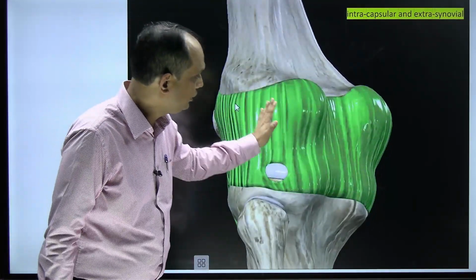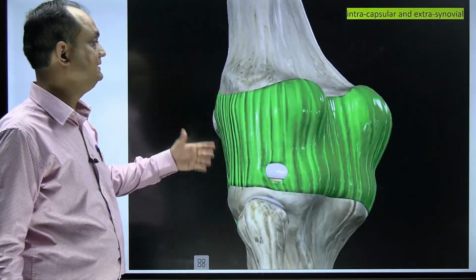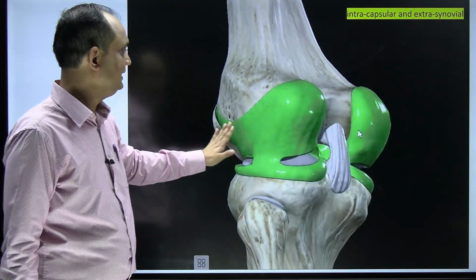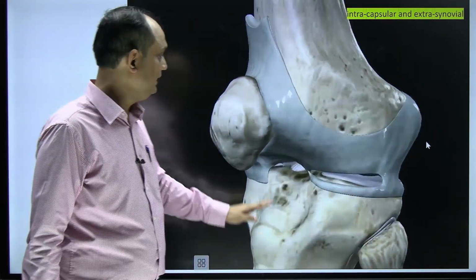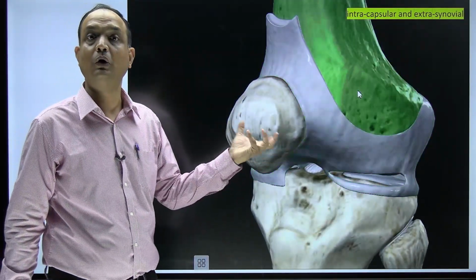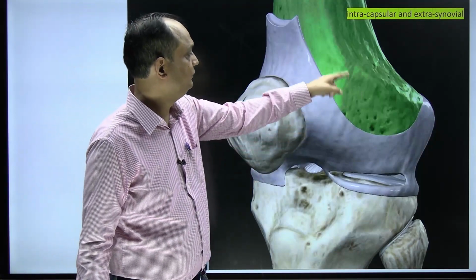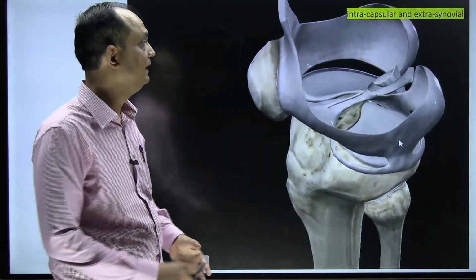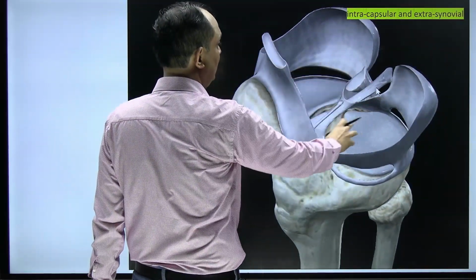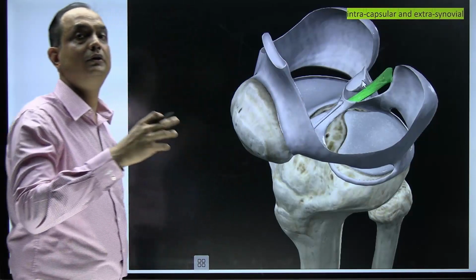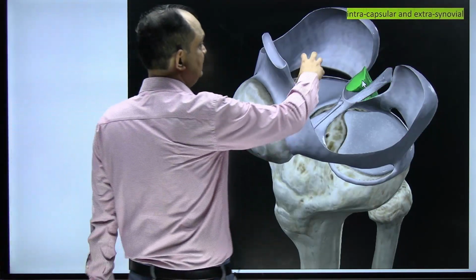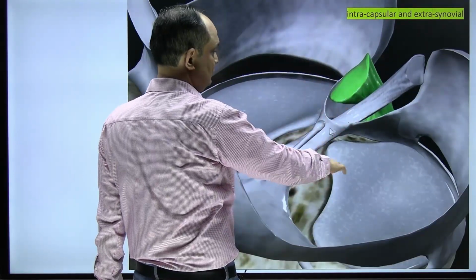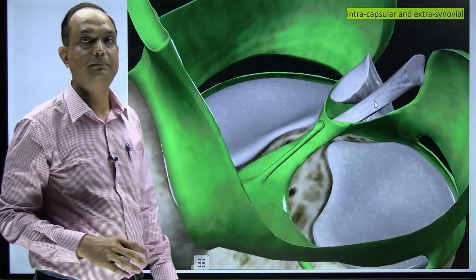Now if you remove this capsule, what you will find inside is a lining of synovial membrane. Now you can see that this is the synovial membrane, and if you rotate this joint from all sides, you can find that this is your femur. You can see that this is the extension of synovial membrane in the suprapatellar bursa, and now it is all about your synovial cavity once you remove the femur.